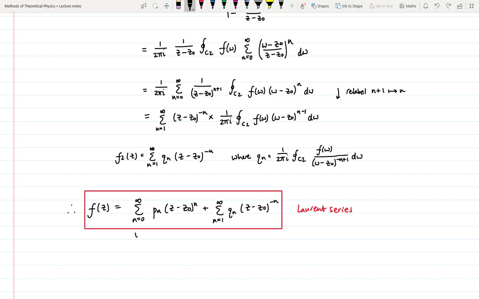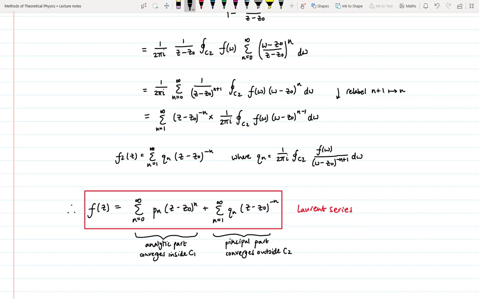I'll note that these first terms, the ascending powers, are sometimes called the analytic part. And this series converges inside C1. This second part, in descending powers of z minus z naught, is sometimes called the principal part. And this converges outside C2. And taken together, these two parts both converge within that annular region.